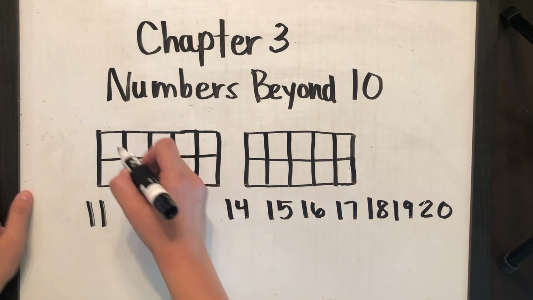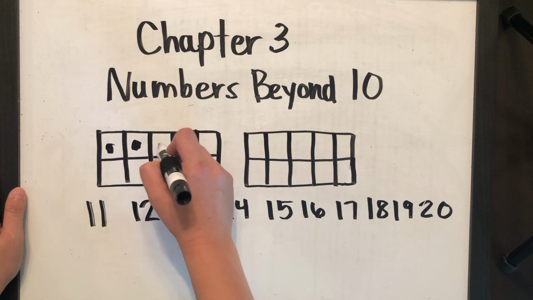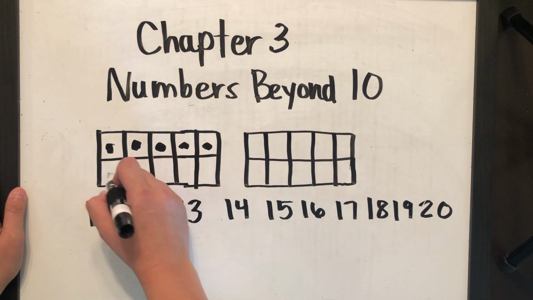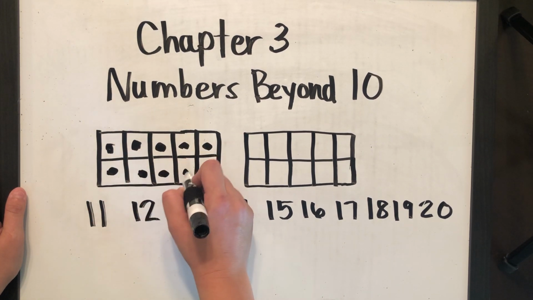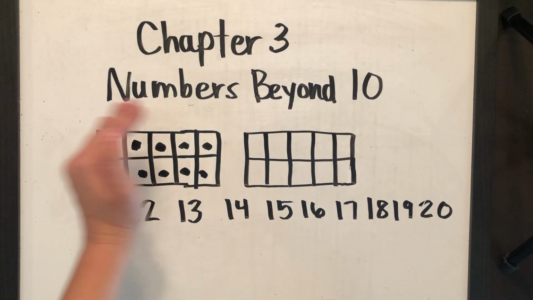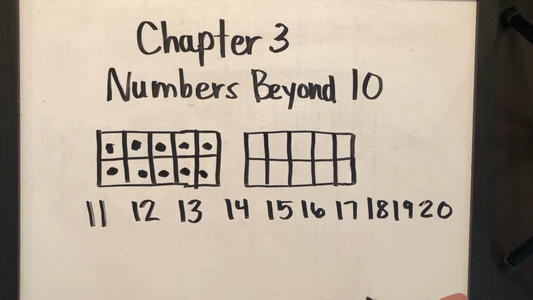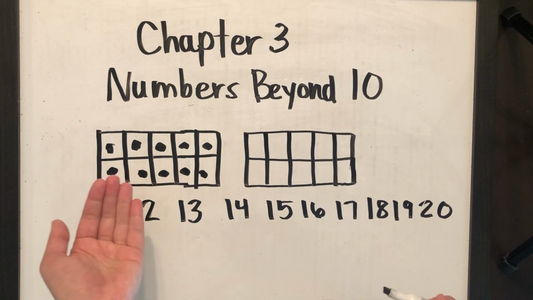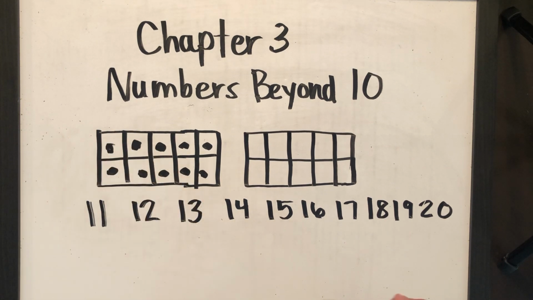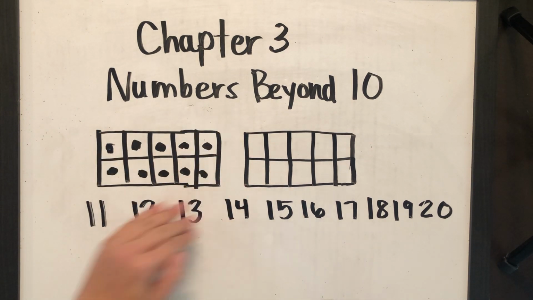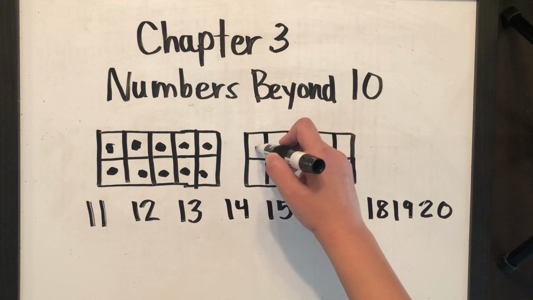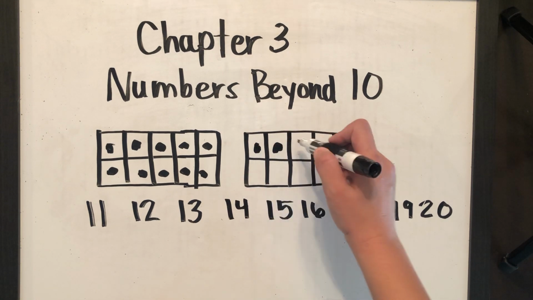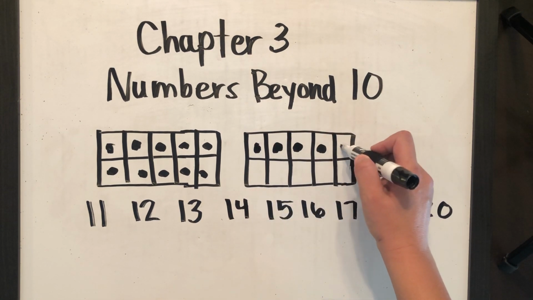If I fill up one 10 frame, just gonna use our little dots. If I fill up one whole 10 frame, what do I have? 10. If a 10 frame is full, you have 10 dots. So we know that we're starting with 10 here. So let's add some dots over here. And I want you to try to figure out how many I have.